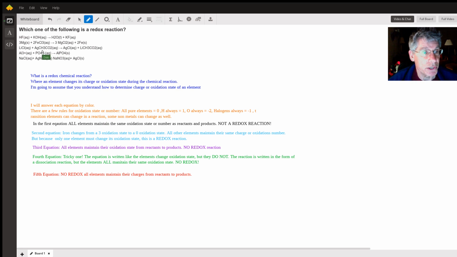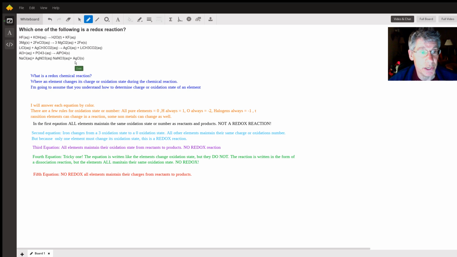Third equation. You look at the third equation, all the elements in this equation also do not gain or lose any electrons through the reaction. They maintain the same charge. That way you have no redox reaction in the third equation.